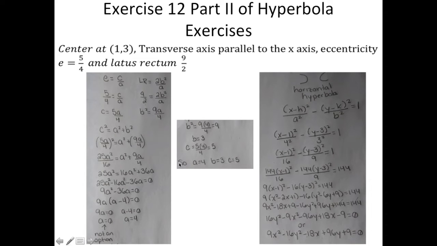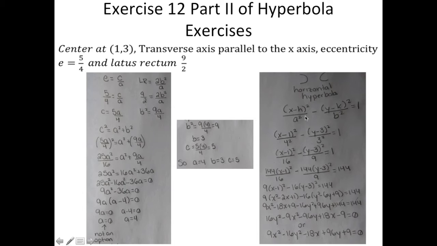So to do this, first, if I graph my point at (1, 3) and identify that its transverse axis is parallel to the x-axis, you should identify that it's a horizontal hyperbola, because the transverse axis would be this one, parallel to the x-axis. So we would need to use this equation: (x minus h) squared over a squared minus (y minus k) squared over b squared. Now I have h and k, but I'm missing a and b.